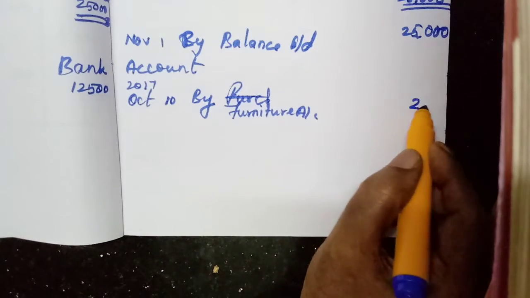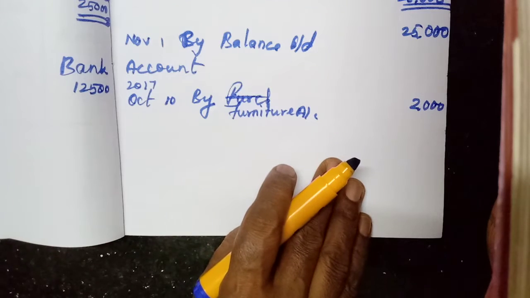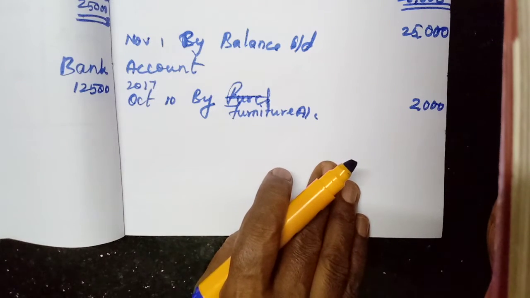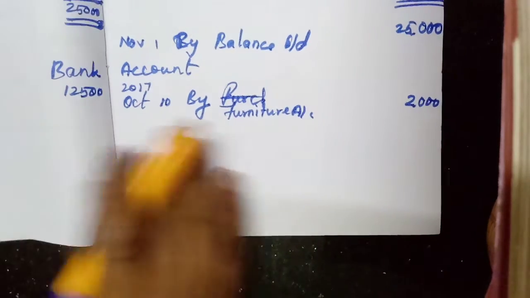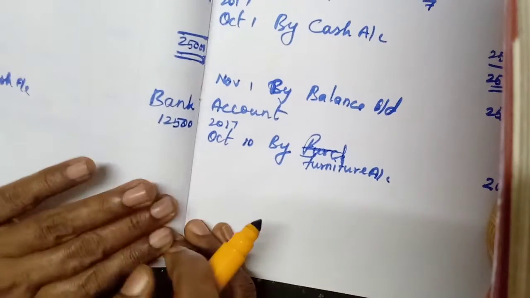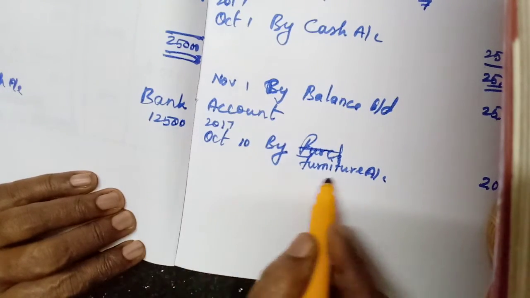$2,000. Then that's all. Only one. Okay. Here one, there one. So here the larger amount is on the debit side. So you write. Here we should write one more item.